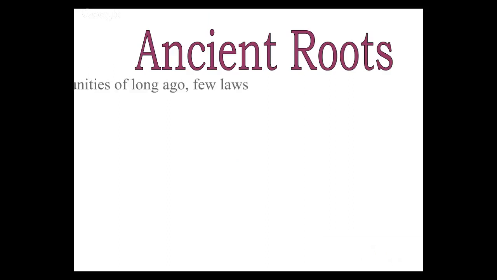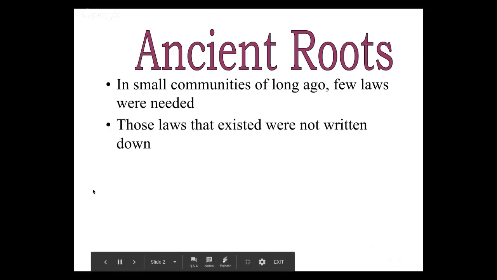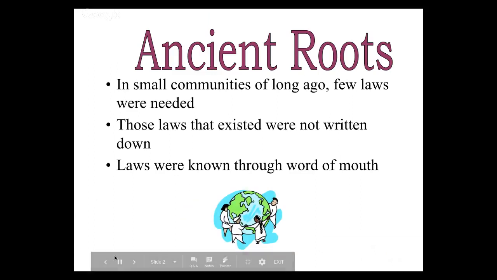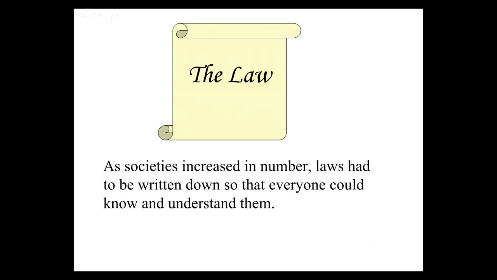Ancient roots. In small communities of long ago, few laws were needed. Those laws that existed were not written down, and laws were known through word of mouth. That means one person talking to another person. You may be surprised to know that in an ancient civilization, you could break a law when you didn't even know what that law was. As societies increased in numbers, laws had to be written down so that everyone could know and understand them. This is called codification.